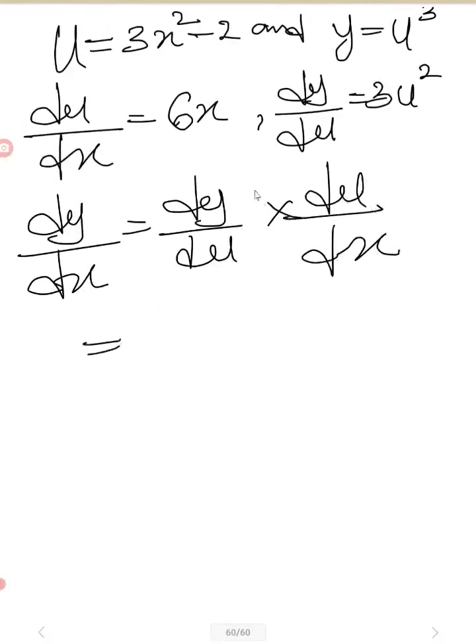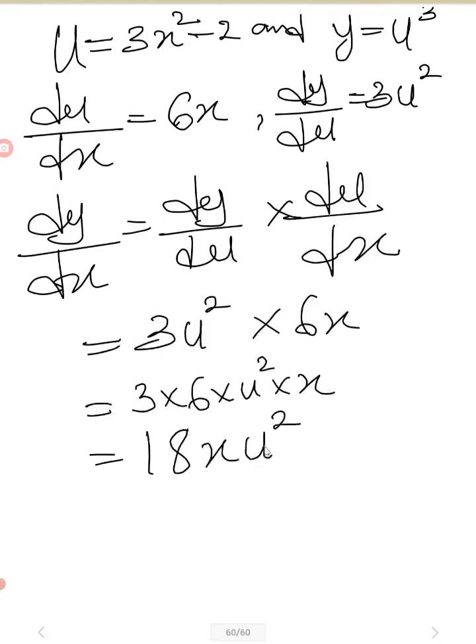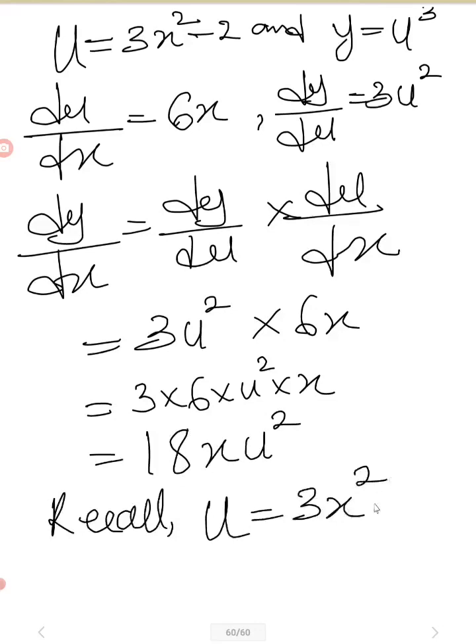So now, what is the value for this? We have 3u squared multiplied by 6x, which can give us 3 times 6 times u squared times x, which is 18x u squared. Now, if you recall that our u from the beginning, which I said, is 3x squared minus 2. That is the value of our u.